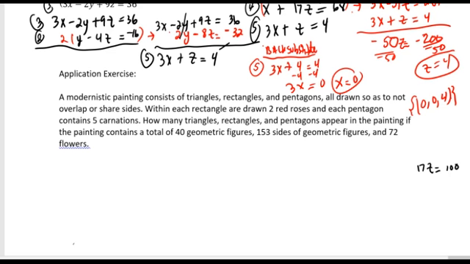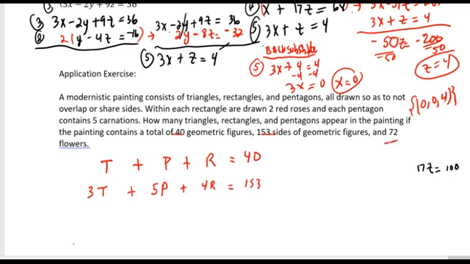So we know we have triangles plus pentagons. I'm going to use P for pentagons, and rectangles. And these are all geometric figures, and we know we have a total of 40 of them from this number here. The next item they talk about is sides. So I know that a triangle has 3 sides. A pentagon has 5 sides, and a rectangle has 4 sides. And altogether we have 153 sides.